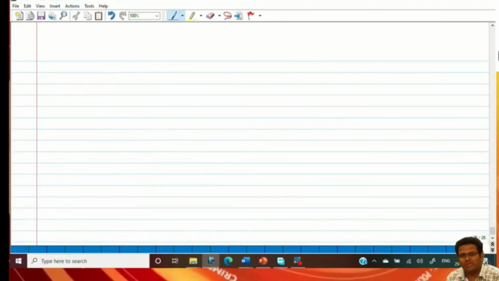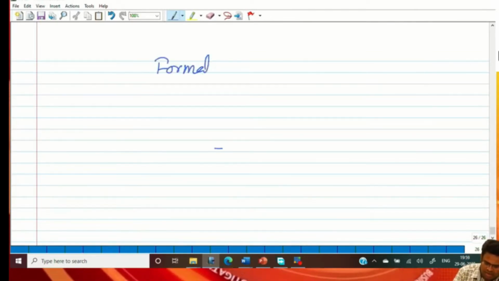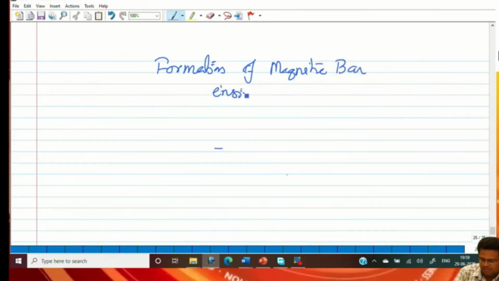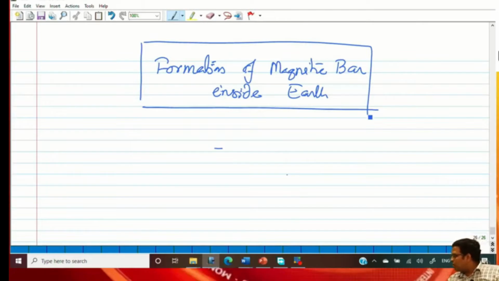I'm going to help you understand the magnetic field formed inside Earth. For understanding that question, we need the formation of the magnetic bar inside Earth. And perhaps, if you have read geography, do you know about the outer core?